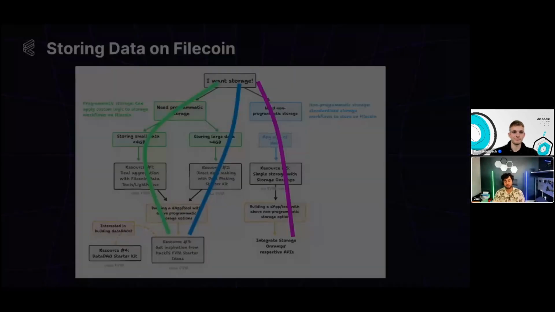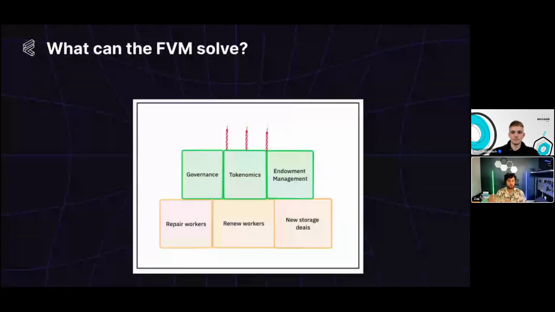So what can FVM solve? Governance, tokenomics, endowment management are all applications that can be built in these new primitives, like repair workers or new workers for new storage deals can be created. For instance, the perpetual storage example, right? Now you can write logic, have a DAO manage funds, and use those funds to renew storage deals before they expire.